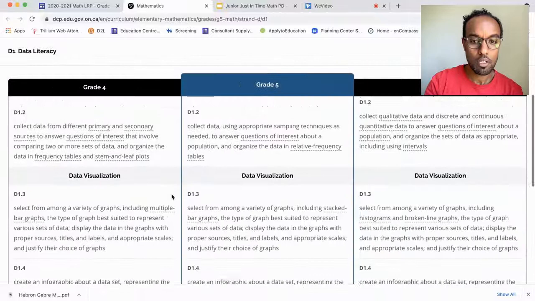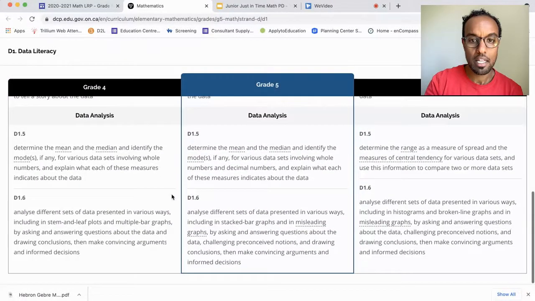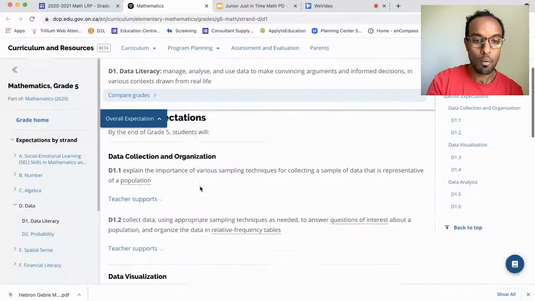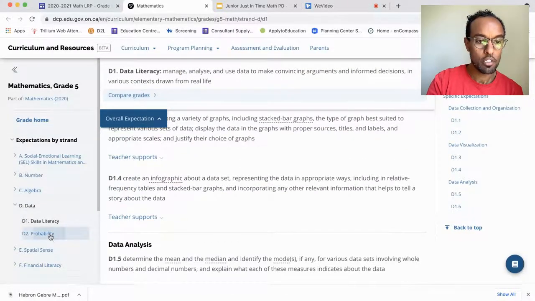compare some grades. We're going to scroll down to data and analysis. That's one of the topics we are going to be looking at, one of the pieces of the topic that we're going to be looking at. And we are going to also be dealing with D2. Jump into D2 there.